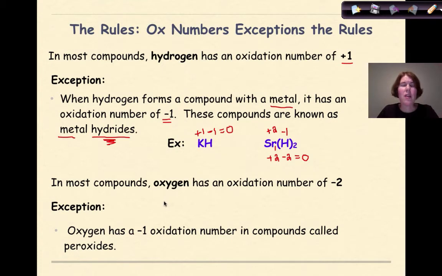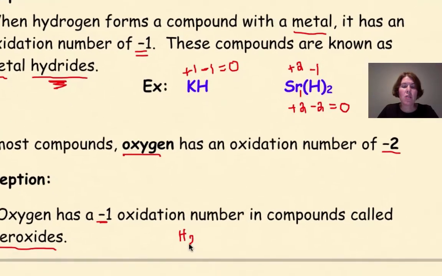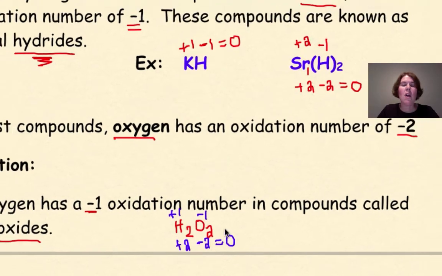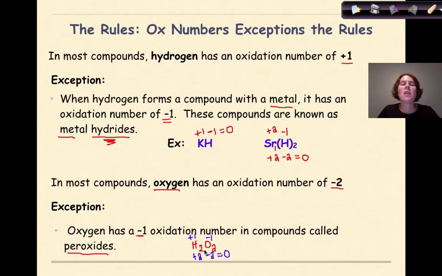The other exception that you should be aware of deals with oxygen. Again, in most compounds, oxygen is going to have an oxidation number of minus 2. But on rare occasions, we might find oxygen having an oxidation number of minus 1. We find this in situations called peroxides. The peroxide that you're probably most familiar with is hydrogen peroxide, and that has a formula of H2O2, where in this case, hydrogen still has to be plus 1. So 1 times 2 gives me plus 2, and now oxygen has to be minus 1. So minus 1 times 2 gives me minus 2, and the overall charge is going to be 0. So again, this is an exception to the rule. We don't see it all that often, but there are cases where oxygen can be minus 1.